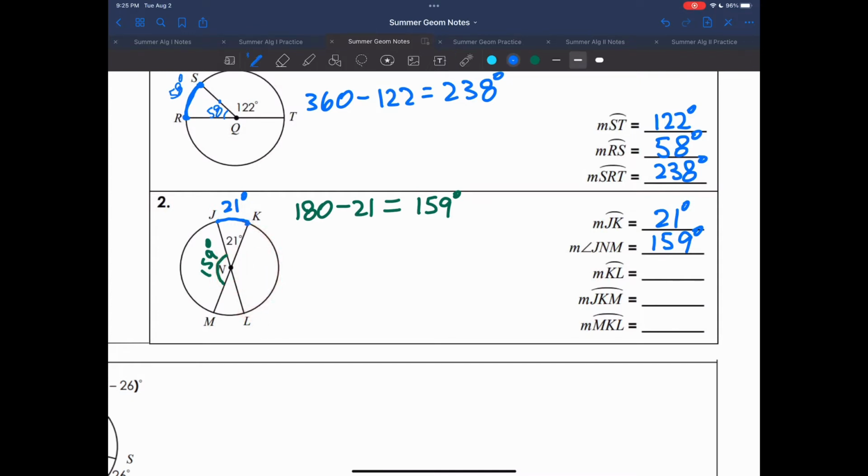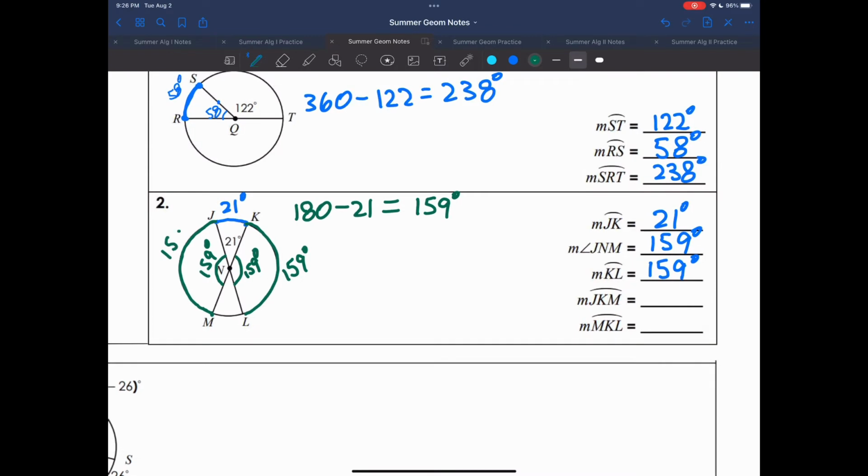Okay, so we got that one, 159 for that one as well. All right, let's see what else we've got. The measure of arc, you know what, I guess I could label this too. Let's see, this is the same as that one, and then from here to here is 159 degrees. I'll label it in here. I'm just going to label everything because maybe it'll help us when we look at the picture. Means we know this one to also be 159 degrees.